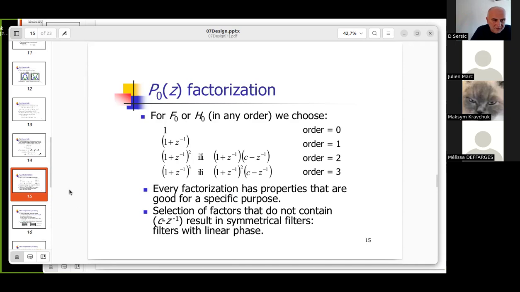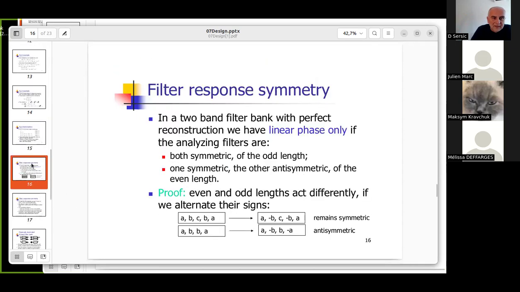We don't like it in images. So if you take care about that symmetry, it is easy to see that the filters can be both symmetric, so the odd length, or one can be symmetric, the other anti-symmetric, but then they are of even lengths, and you can just see it by looking at the numbers. I mean, not some great theory.